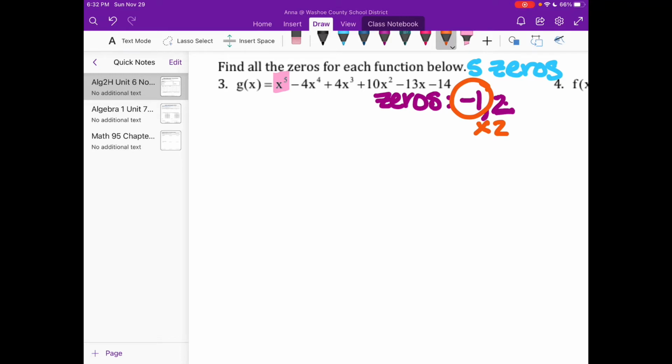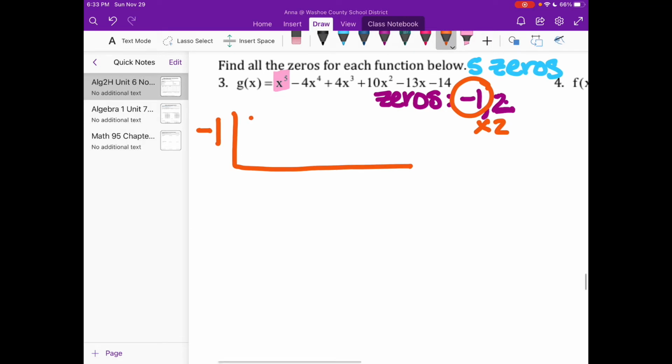So we're going to use these zeros and do some synthetic division to find my other zeros, because I'm not finding it with that long equation right here. So let's set up our synthetic division. I'm going to start with -1, since I know that's a 0. I know it's a multiplicity, whatever. Coefficients: 1, -4, 4, 10, -13. Yikes, I'm running out of room. And -14. I'll just erase this.